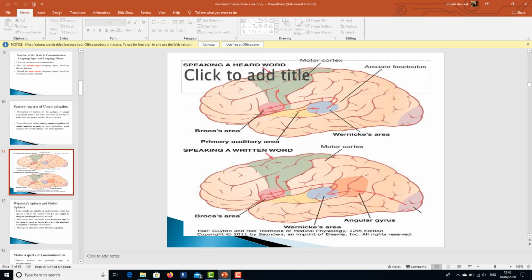You can see the different areas: primary auditory area, Broca's area, Wernicke's area. They are all helping in speaking a heard word. And these areas, Broca's area, Wernicke's area, angular gyrus, they're all helping in speaking a written word.